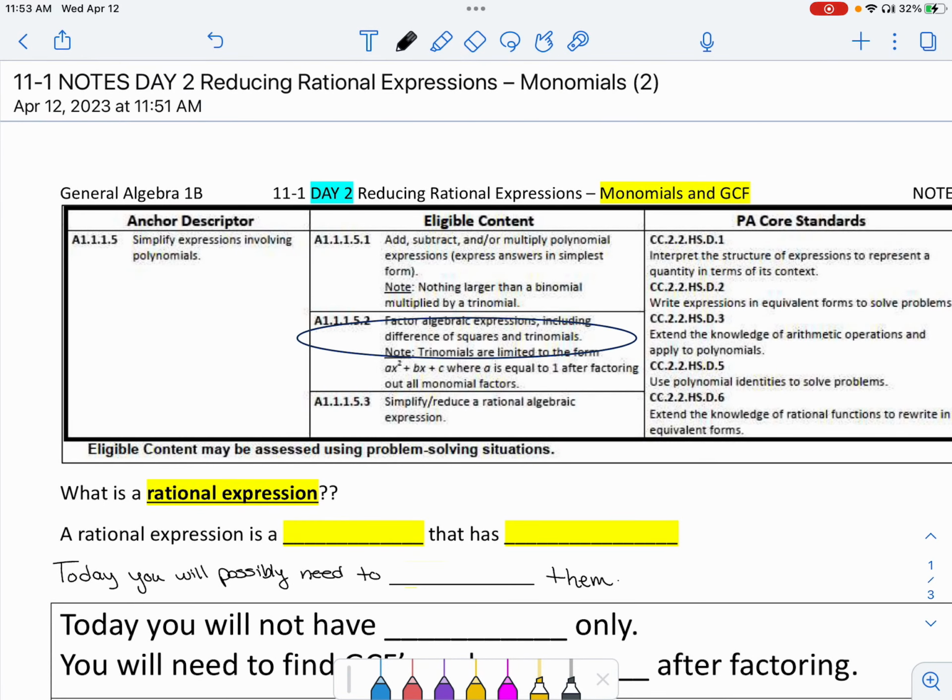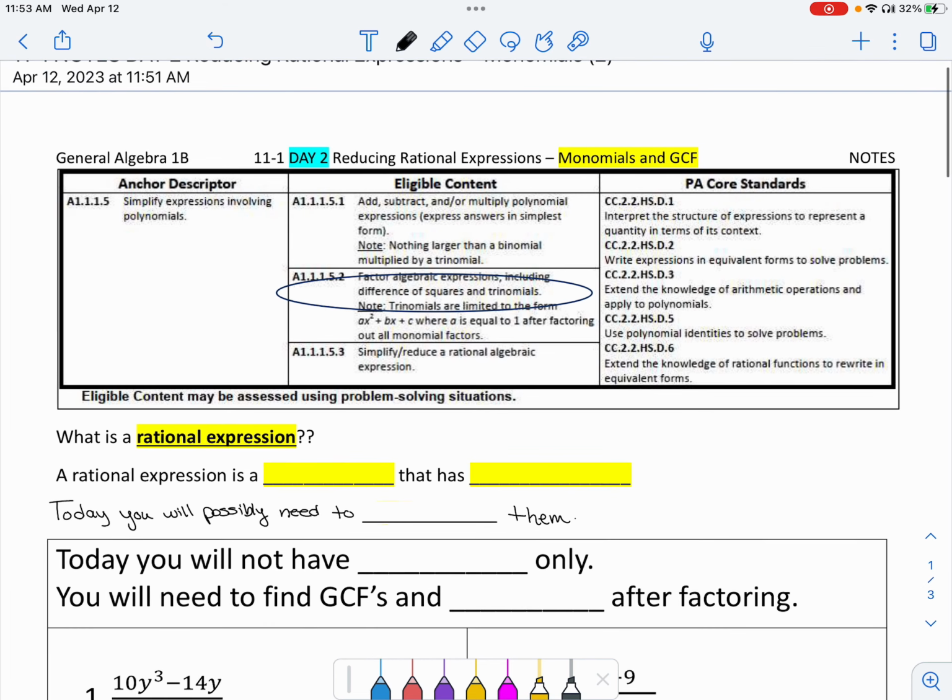Welcome back to 11.1. Now remember I told you when I did day one of 11.1, the book really wants me to teach these three days. They want me to do this in one lesson, which I think is just silliness. So we are going to make sure that we do this the right way. We're going to take three days.